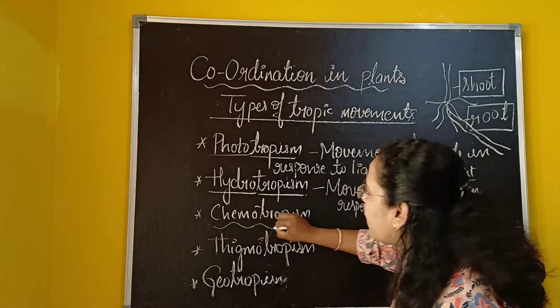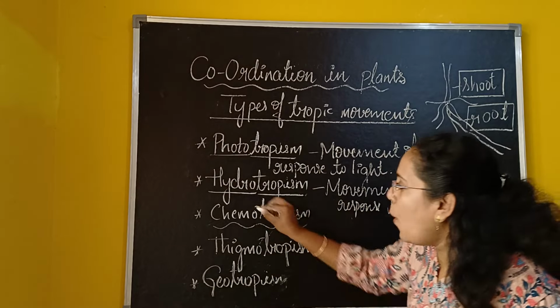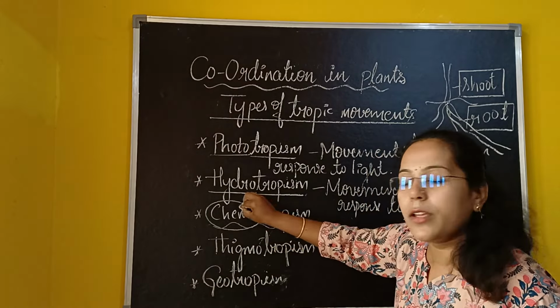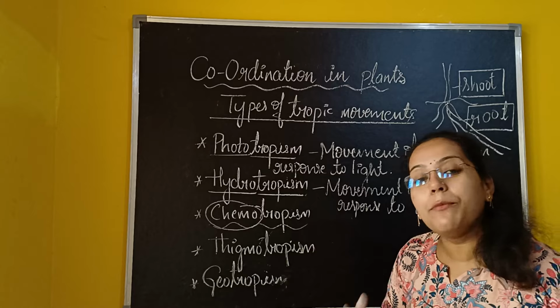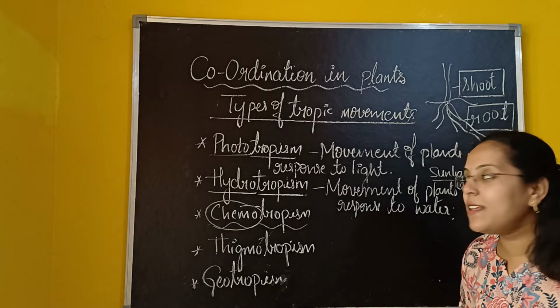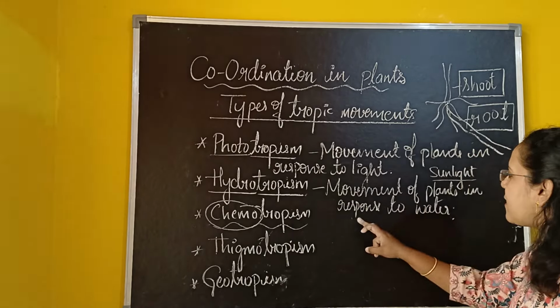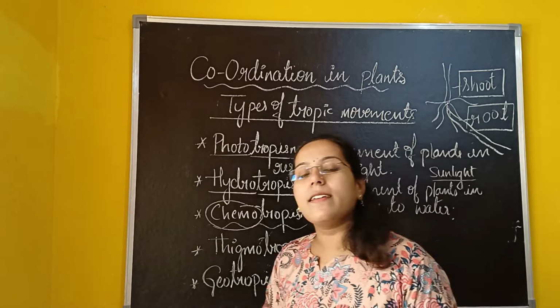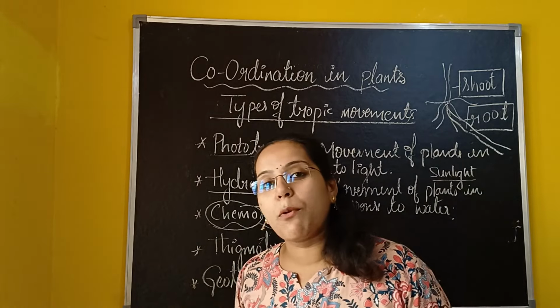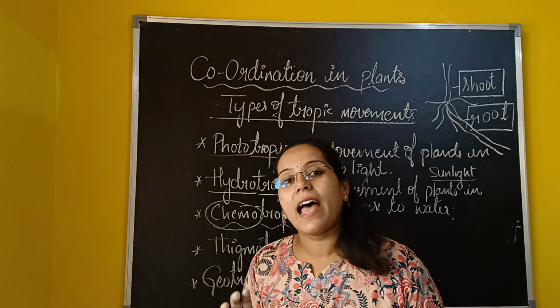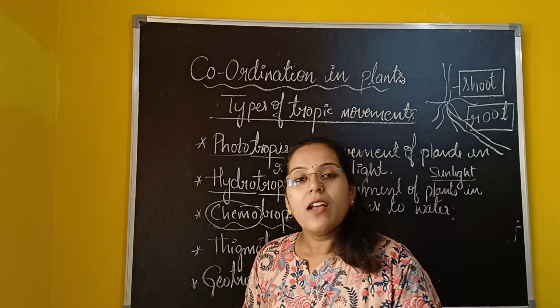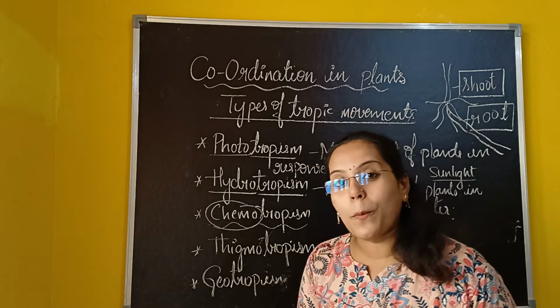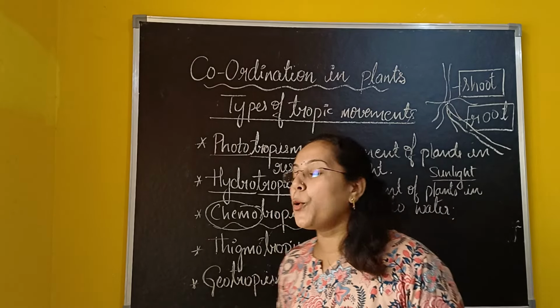Moving to next, we have chemotropism. Chemo is nothing but chemicals. Tropism is nothing but again movement. So how can we describe this? Movement of plants in response to chemicals. This is called chemotropism. So whenever we talk about chemotropism, how can we describe chemotropism?